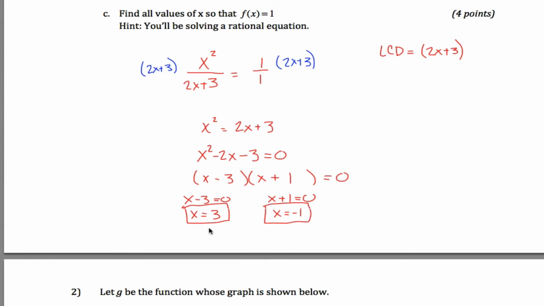What this is saying is that if x equals 3, if you change all the x's into 3's, that would be 9 divided by 6 plus 3, which is 9, I'd get 1. Turns out if you change all the x's into -1, it also works. -1 squared is +1. 2 times -1 is -2, plus 3 is +1, and 1 over 1 is 1. So here are my two solutions.